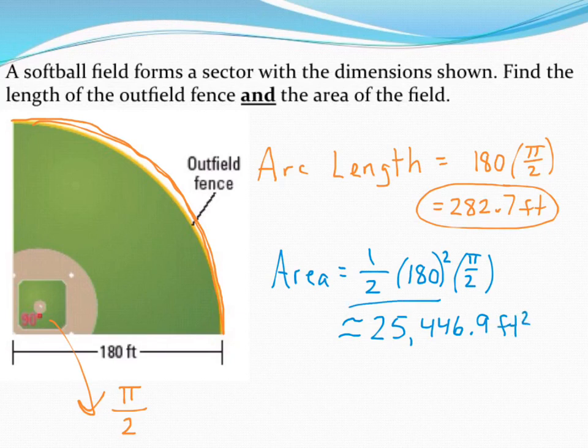So there's an interesting way to find arc length and area of a sector, not using anything we used from geometry last year, but rather using radian measure. And again, that's the key to these, making sure your angle is measured in radians.